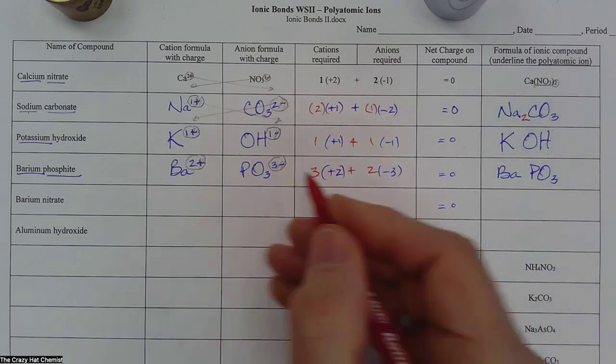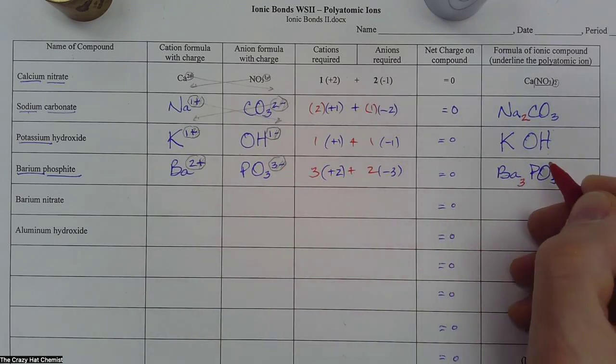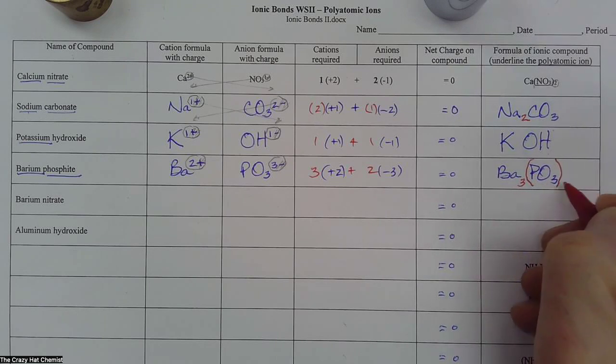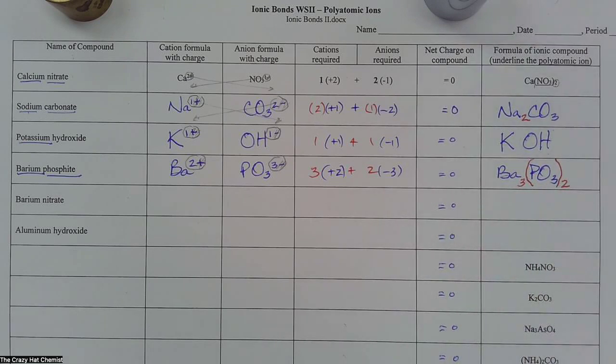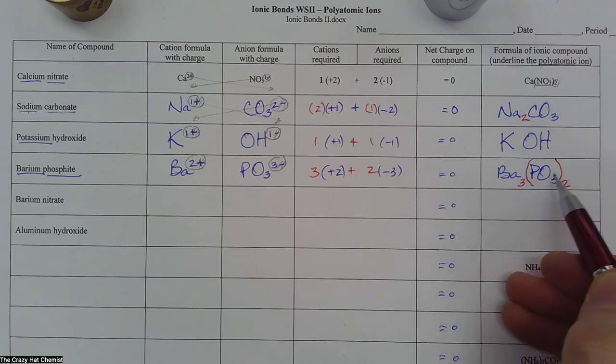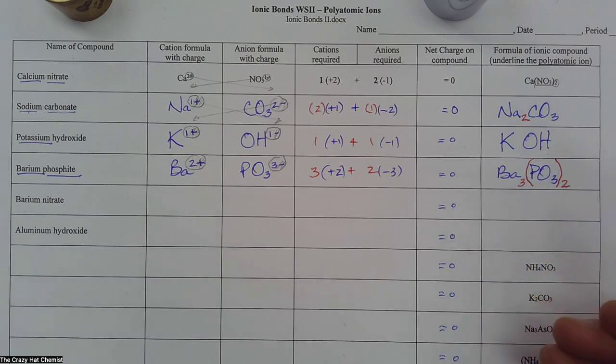Okay. The Ba with a 3, then it's PO3 parentheses and a 2. Why do I have the parentheses? Because I have a polyatomic ion and there's more than one. That's why. That's right, folks. All right, let's keep on going.